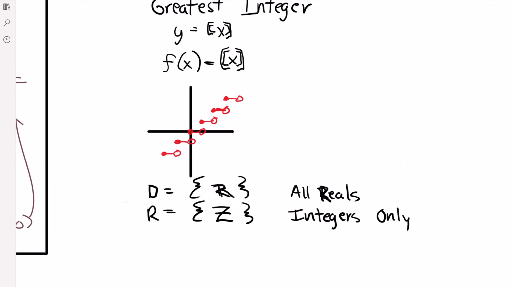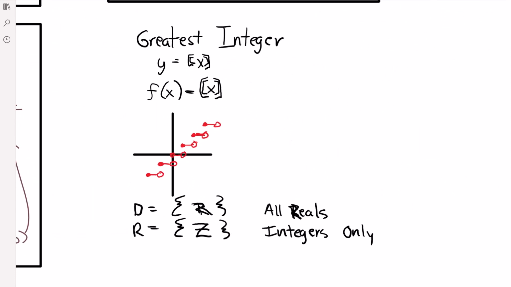And then this is what the greatest integer function looks like. The domain can be any number, but the answer, remember, for the greatest integer function will be integers only. It'll be all the integers, but integers only. All right, that is it for domain and range and parent graphs.